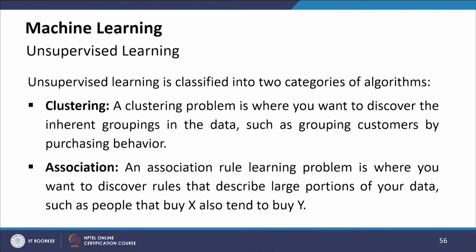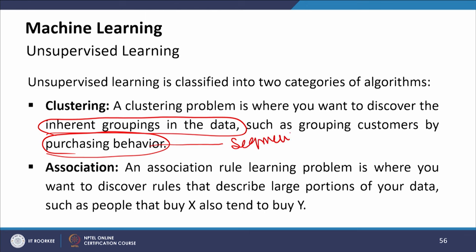Unsupervised learning is classified into two categories of algorithms. Clustering is one. A clustering problem is where you want to discover the inherent groupings in the data, such as grouping customers by their purchasing behavior, which can then be used for segmenting. Associations. An association rule learning problem is where you want to discover rules that describe large portion of your data, such as people that buy X also tend to buy Y. So, now we are associating X and Y. So, there will be 10% people who are buying X, and they will also buy Y.